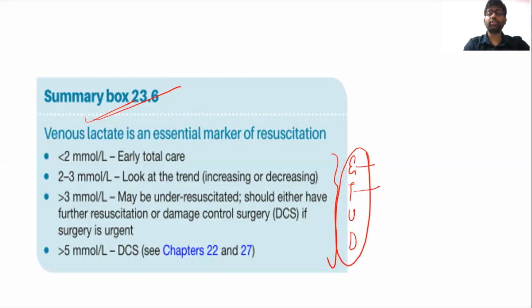Whether to look at the trend, just wait and watch. And if it is more than 3, you have to think that the patient is under-resuscitated, so you continue with the resuscitation. And what is D? If it is more than 5, then you take the patient for surgery. That is European Trade Union Department. If you know this mnemonic, try to remember.